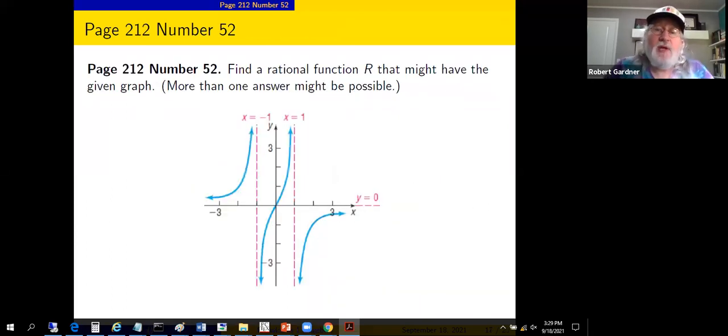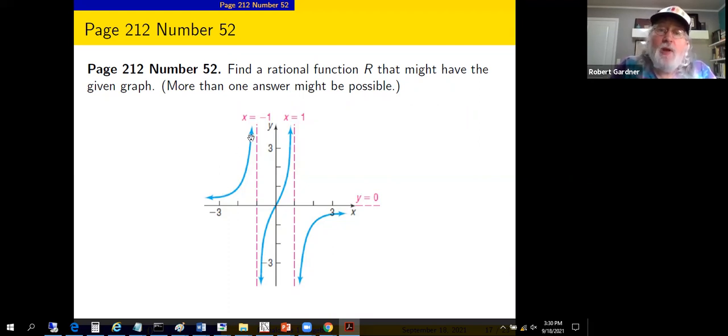Let's do it backwards. So here's a graph, and they ask you to find a rational function, capital R, that might have the given graph. Okay, we've done these kinds of things before, I think. Here, we can't give a unique answer, as it says more than one answer might be possible. We could maybe do horizontal and maybe vertical stretches of whatever we get, multiply the given answer we're going to produce by probably a positive constant and get other potential answers. So we'll do it in the simplest way we can.